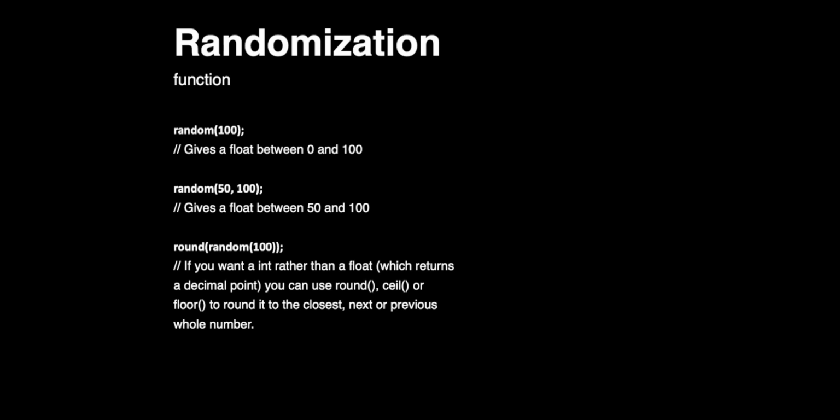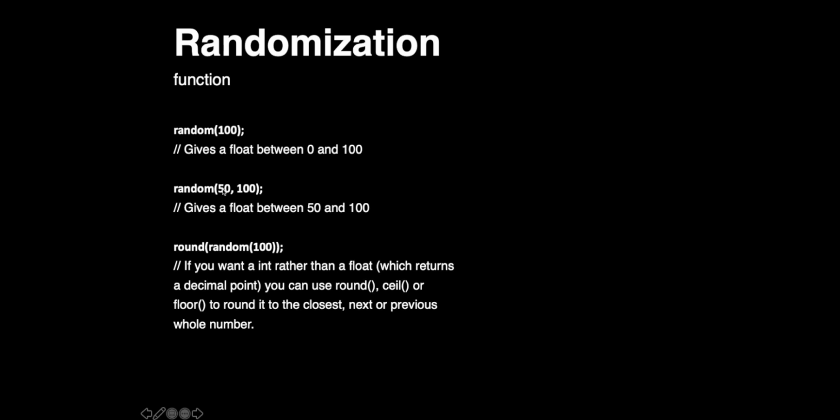So when it comes to random values in P5, it's very easy to create random values. So there's a function called random. And then if you pass one value into it, that's going to give you a random value between 0 and 100. And that's going to give you a decimal point, a float. If you wanted to kind of optimize that a little bit so it's not starting at 0, you can do that too by adding two values in there.